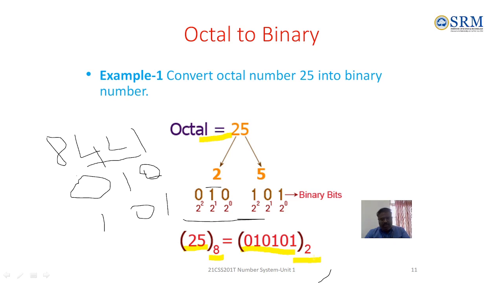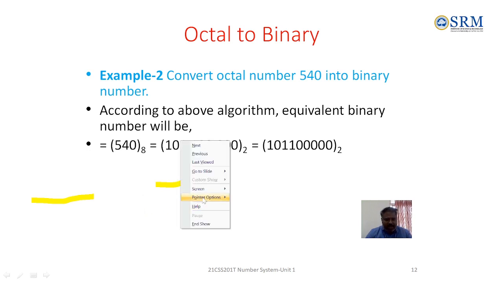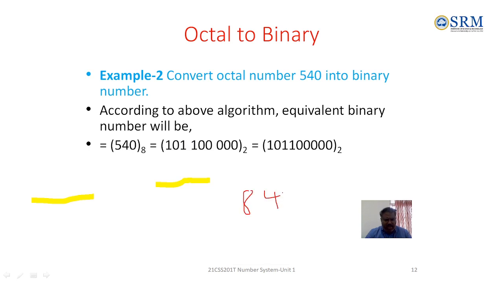Okay, so next we go for the next one, 540. 540 is similar to that one. We want to convert 540 to 101 100 000. What is 540? 5 is 101. We already discussed the number conversions, so once again I write it here. How do we write it? We can use 8421 and then apply the value of 5.